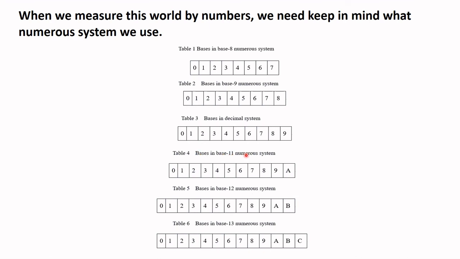In base 11 numeral system, the digits are 0, 1, 2, 3, 4, 5, 6, 7, 8, 9, A. A here represents 10. And in base 12 numeral system, the digits are 0, 1, 2, 3, 4, 5, 6, 7, 8, 9, A, B. B here represents 11. And in base 13 numeral system, the digits are 0, 1, 2, 3, 4, 5, 6, 7, 8, 9, A, B, C. C here represents 12. Thank you.